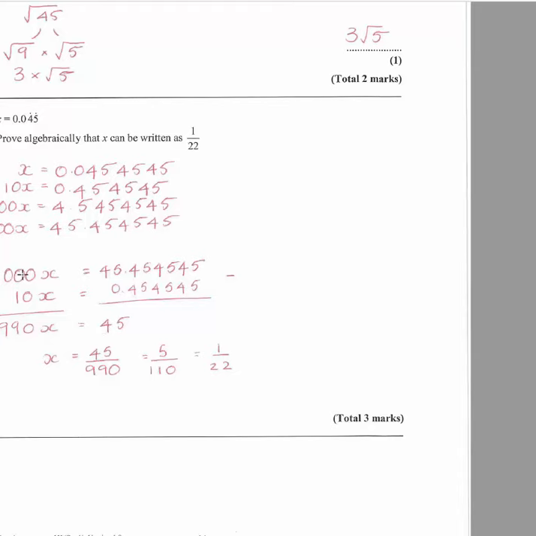Now that was 10 lots of x, and that was 1,000 lots of x, so when I take it away, it will be 990 lots of x, making 45. And now I can see that x is 45 divided by 990, and I can now just cancel that down to 1 over 22.